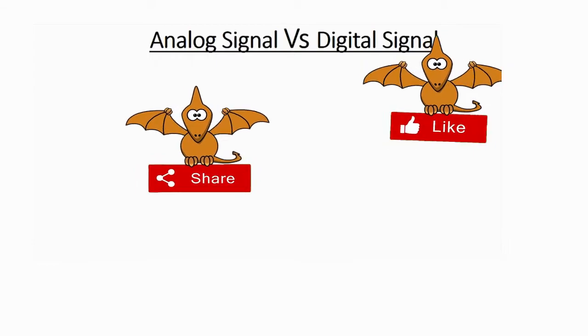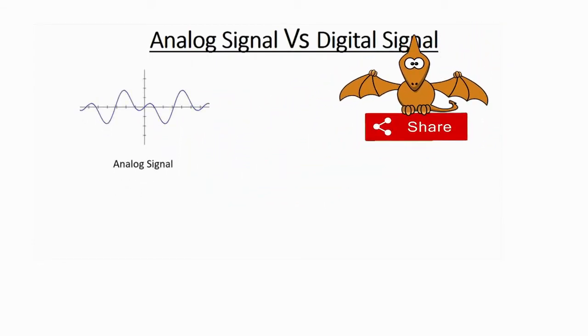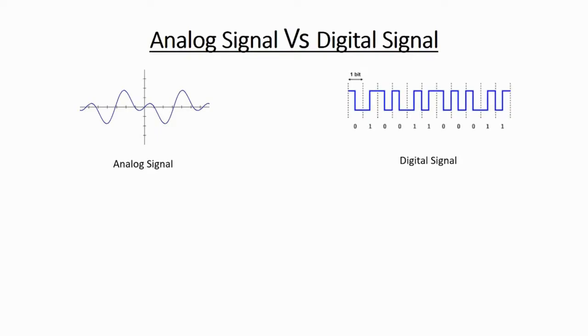Analog signal versus digital signal. Now this is how an analog signal looks. It is a sine wave, and this is how a digital signal looks. It basically has a kind of structure, you can say a square structure.